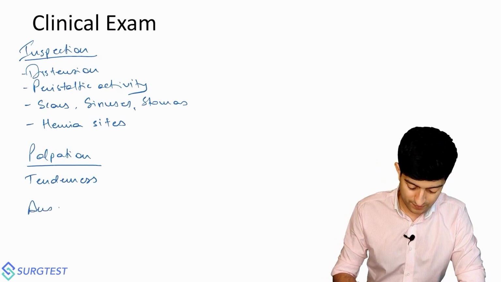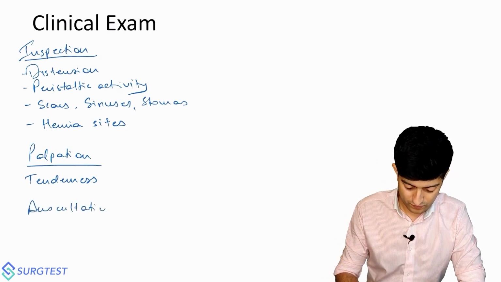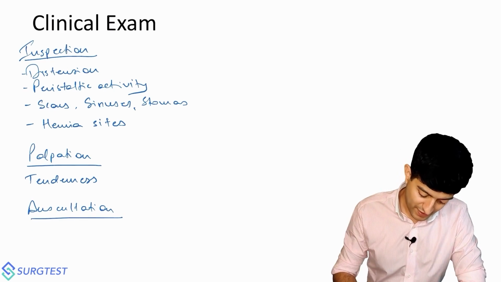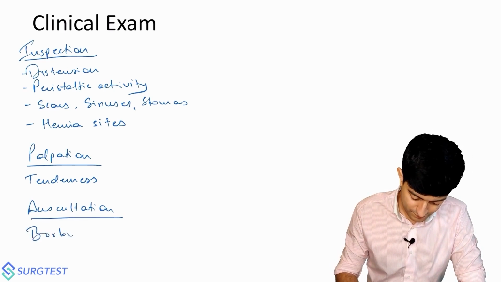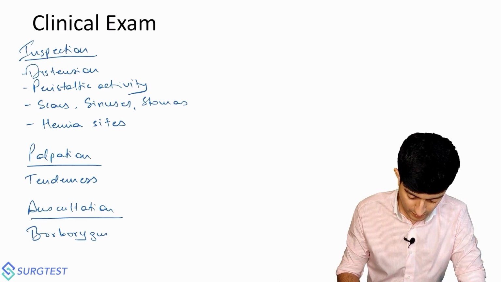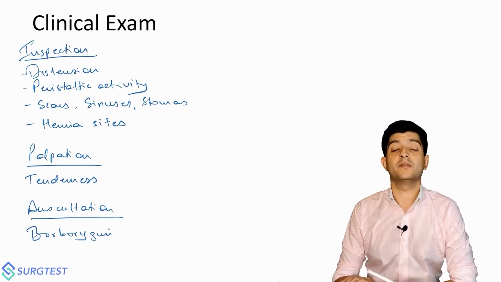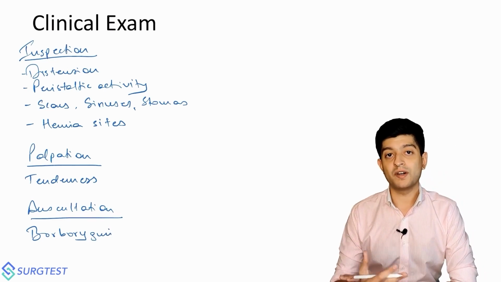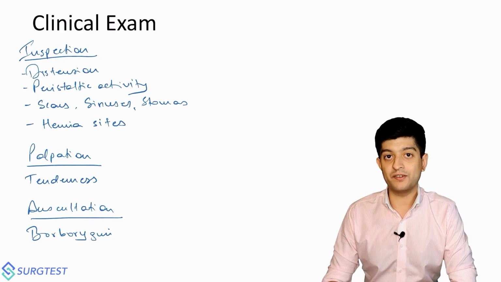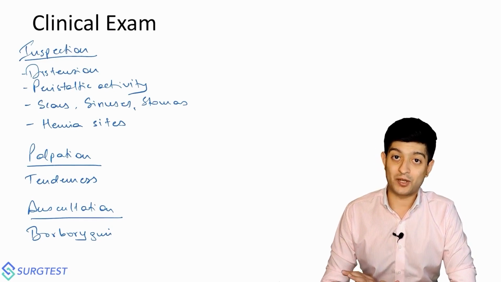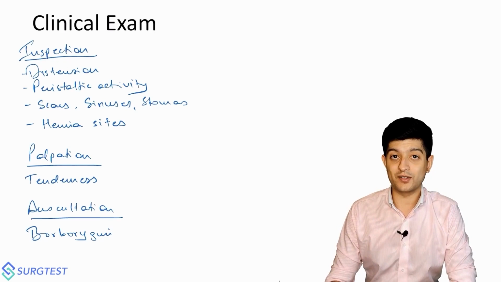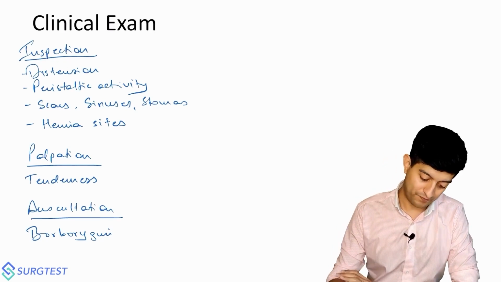On auscultation, these patients have exaggerated sounds called borborygmy very early on. But remember, I mentioned that these hyperperistaltic waves may actually completely die off, signaling that the obstruction is progressing.